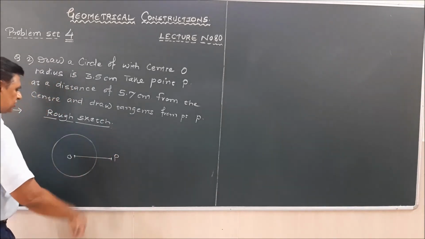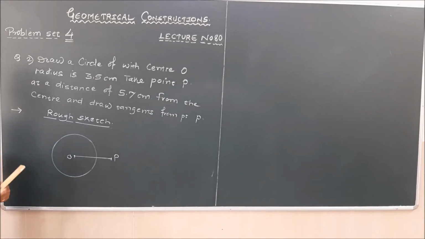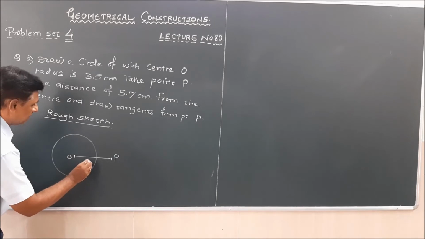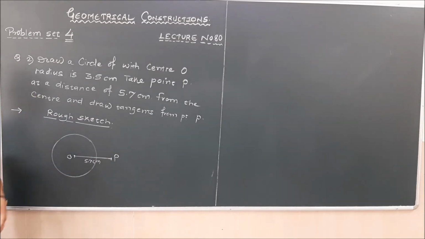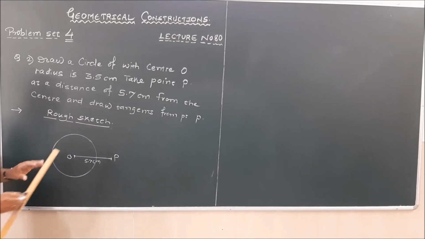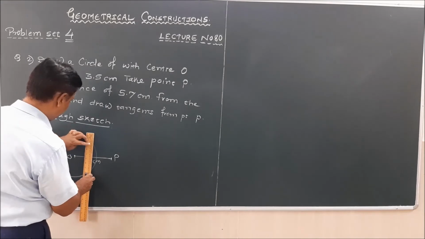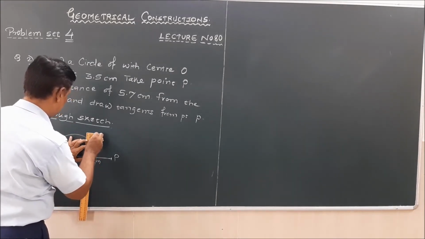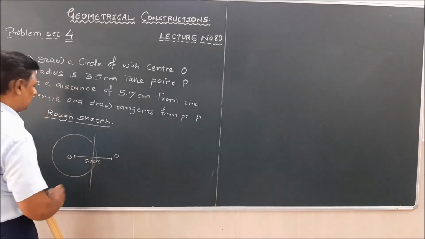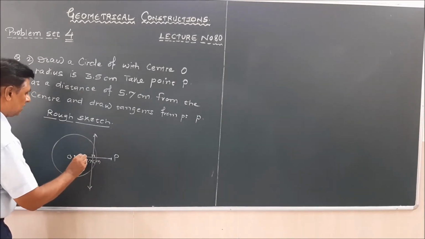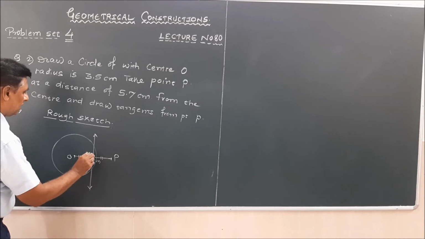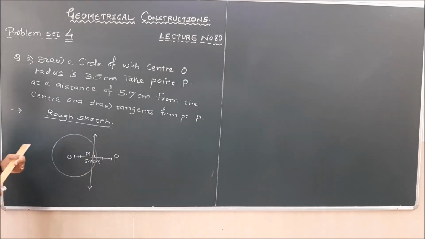OP is 5.7. So we locate point P at 5.7. After plotting point P, what we have to do? We have to draw the perpendicular bisector of this OP. Perpendicular bisector of OP. Label that as point M.